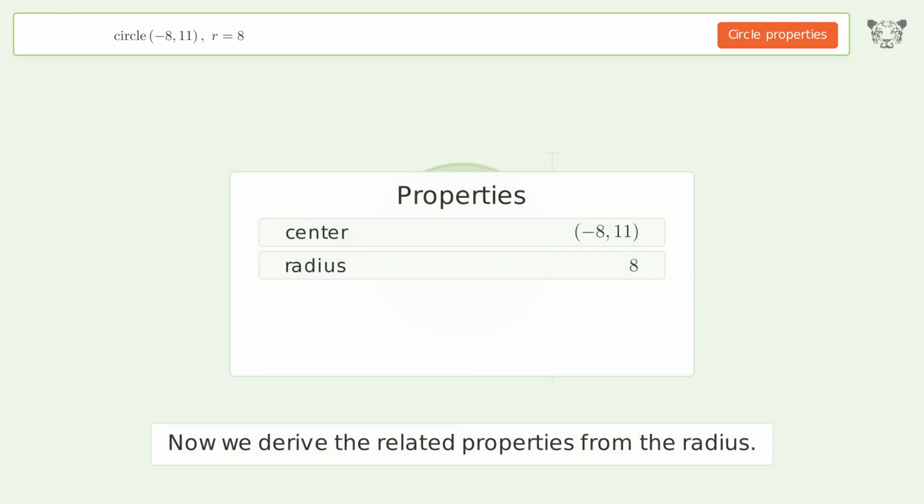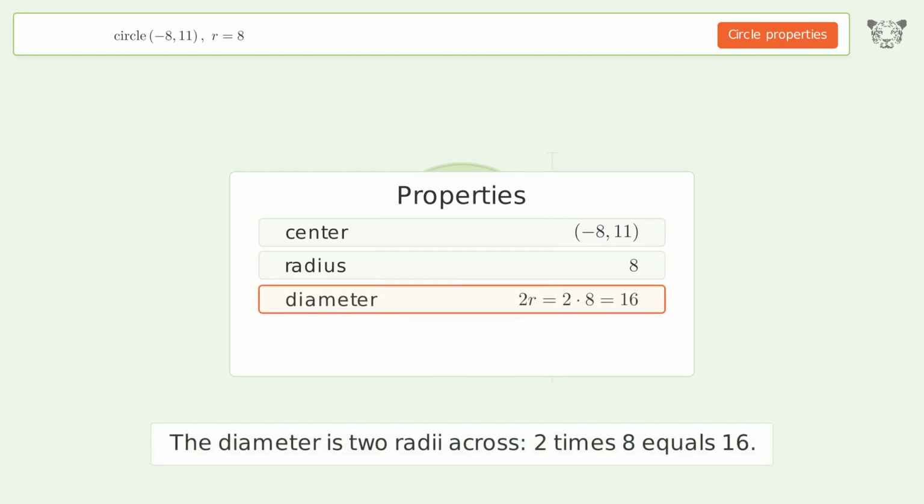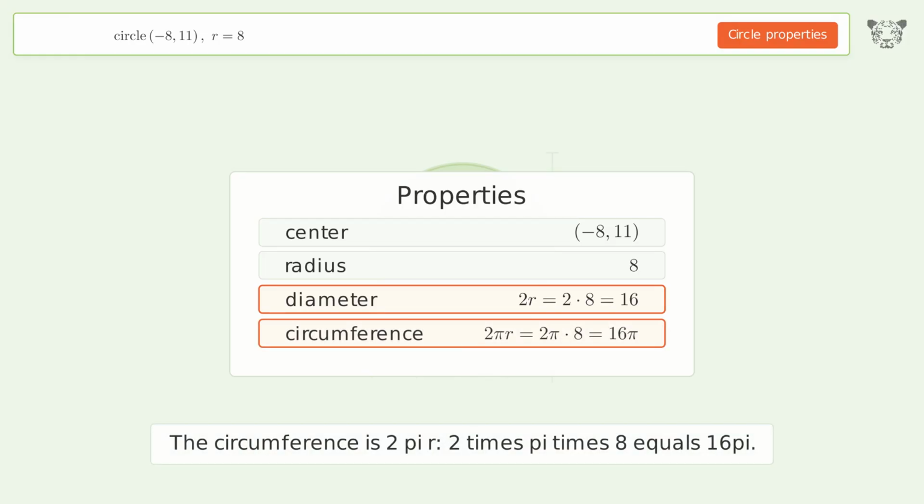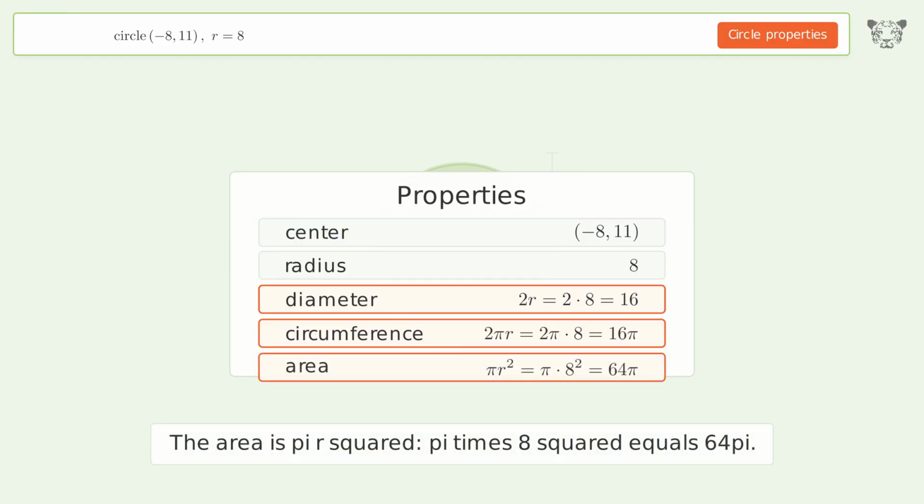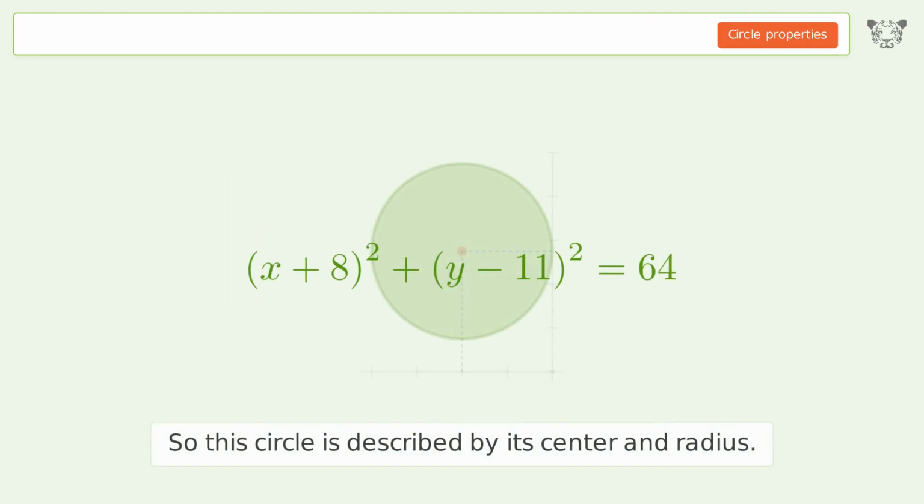Now we derive the related properties from the radius. The diameter is 2 radii across, 2 times 8 equals 16. The circumference is 2 pi r, 2 times pi times 8 equals 16 pi. The area is pi r squared, pi times 8 squared equals 64 pi. So this circle is described by its center and radius.